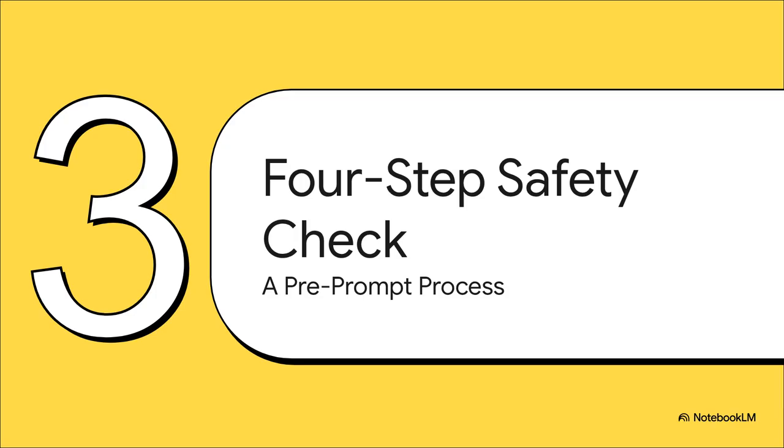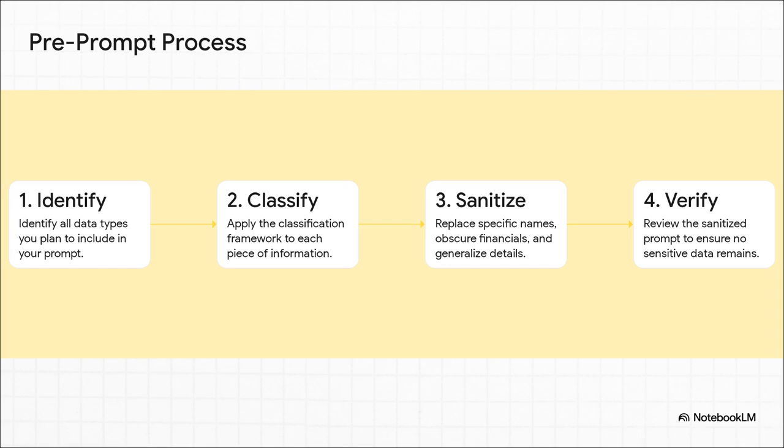Think of it as your pre-flight checklist before you hit send. It's a simple, repeatable process. Step 1, identify. Just take a second and consciously think, what information am I about to use here? Step 2, classify. Run that info through the framework we just talked about. Is it public, internal, confidential? Then comes the most important part.